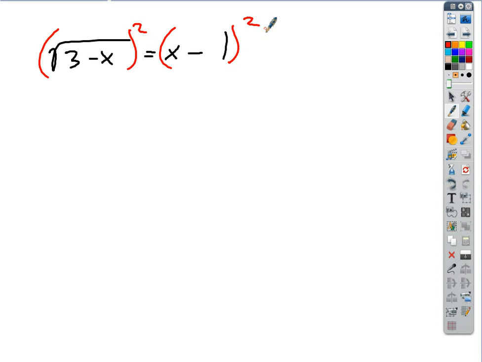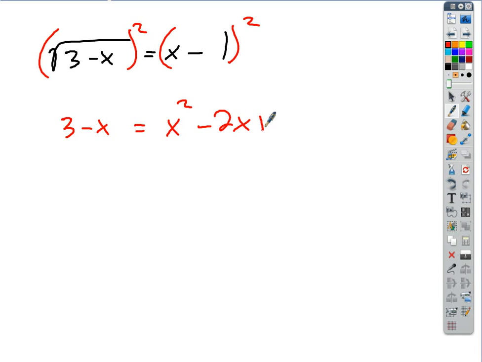So whenever I take both sides to a power to get rid of the radicals, when I'm all done, I've got to take my answers and go back to the original equation and see which, if any, of them actually do work. Maybe they all will, maybe none of them will, maybe only some of them will. Okay? So what do I get on the left side if I square it? 3 minus x. On the right side I get x minus 1 squared. So that's going to give me x squared minus 2x plus 1.